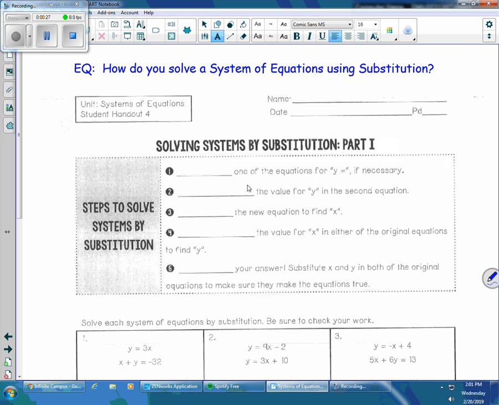So this is the second method that I'm going to teach you to solve systems of equations, to find the solution to the x and the y of two or more equations at the same time. So there is a list of fill-in-the-blank notes.